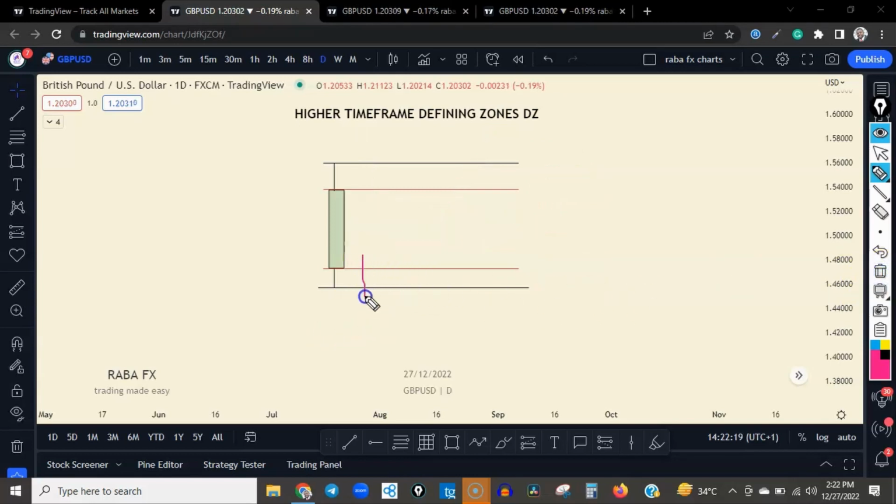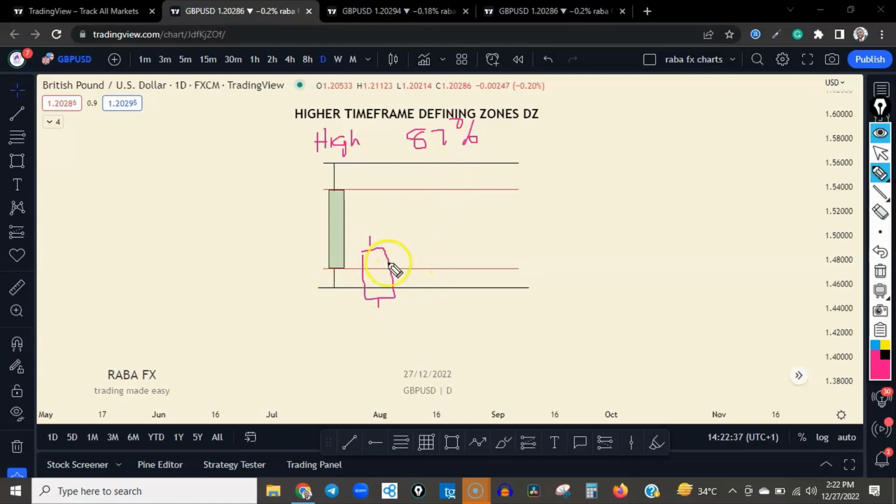Also, when you have a close below, that confirms that this is the high of the month and we don't expect price to come take this month with 87% probability.